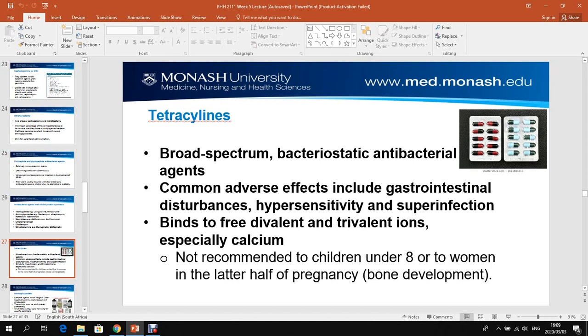And with such drugs, tetracycline, they are not recommended for children under 8 or for women who are in the latter half of pregnancy, because they affect bone development. As you know, they bind to calcium, which is very important for bone formation, especially in children under 8 years, or women who are pregnant. They might affect the fetus's bone development. So you need to be very careful when administering such drugs.